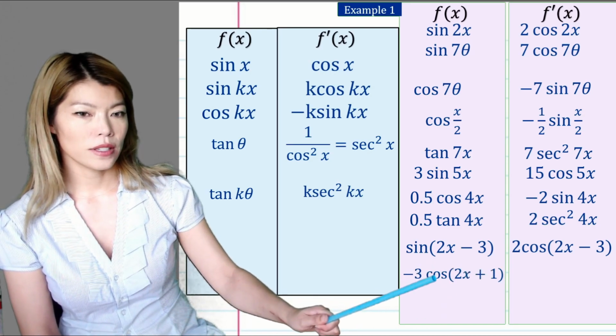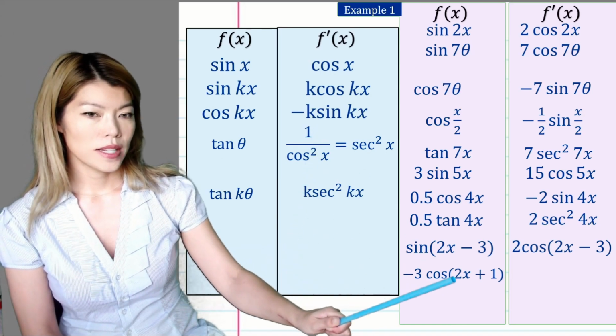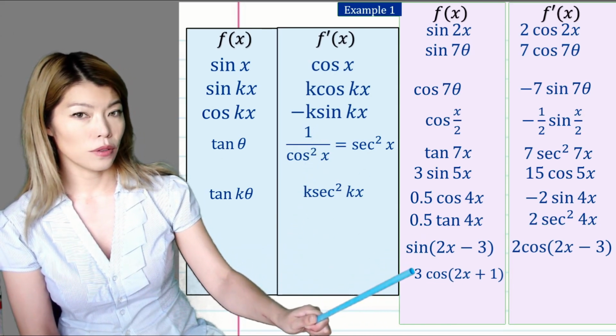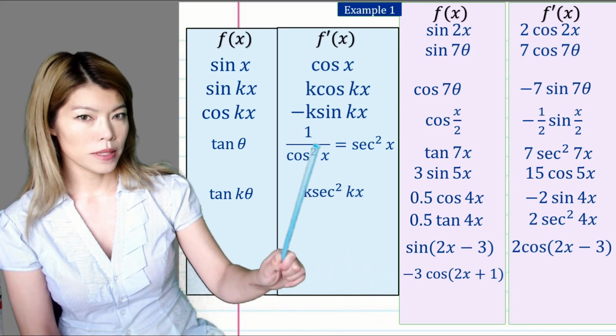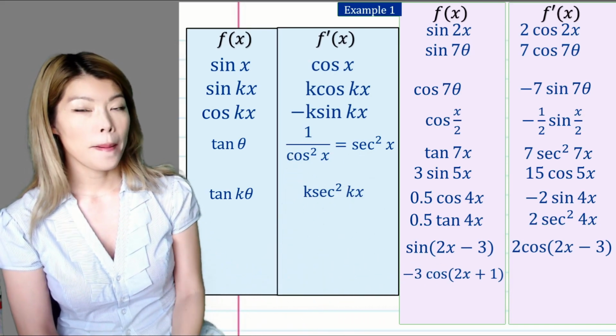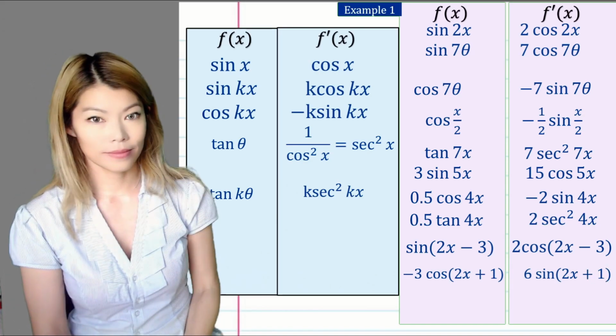Likewise, if we have cos, remember cos becomes negative sine. So when you take the 2 to the front, don't forget the negative from the derivative. So negative 3 times negative 2 becomes positive 6 sine of 2x plus 1.